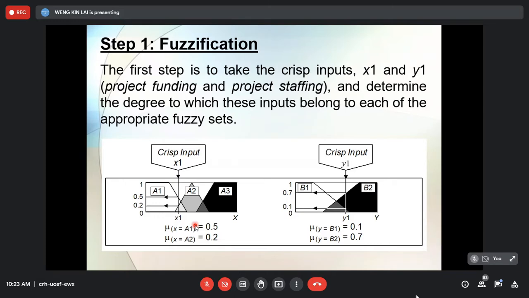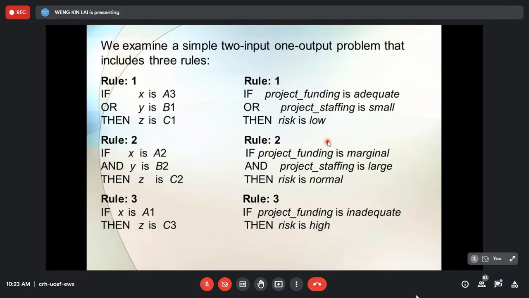Back to here, if your project funding is adequate, right? And again, where do we get these rules from? By talking to the expert. When you talk to the expert, he or she will not tell you in very exotic terms. They only look at your project funding. If the project budget is sufficient, or you have enough people, then your project has a very low risk, no problem, it will not fail. So those are things you get after talking to people.